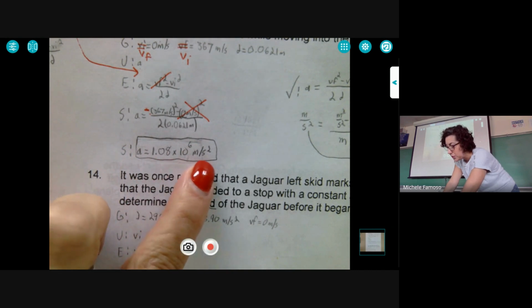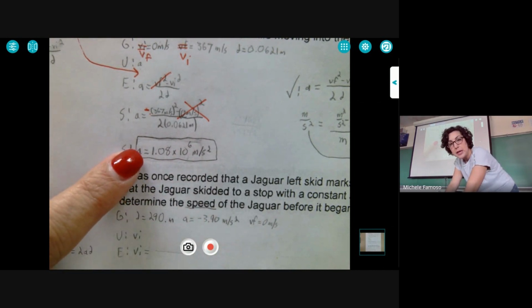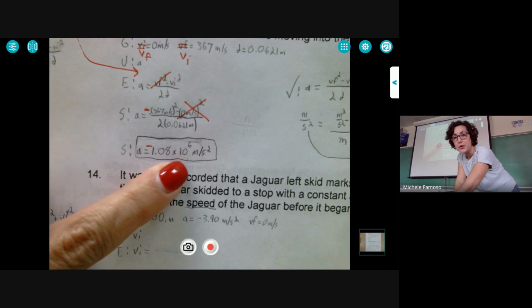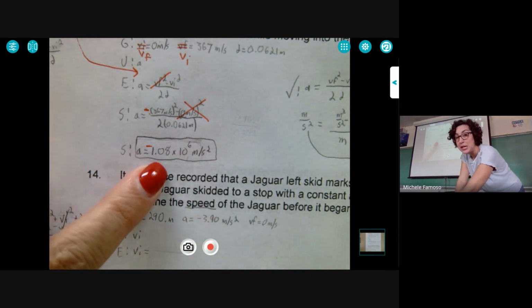So this is the right numerical answer, but we're missing a direction on it. What direction should this have, Nick? Negative. Yeah, it should have a negative sign on it. Negative 1.08 times 10 to the 6 meters per second squared. It's negative 1,080,000. Again, too big a number, put it in scientific notation.